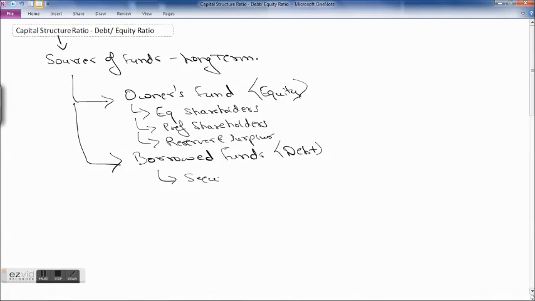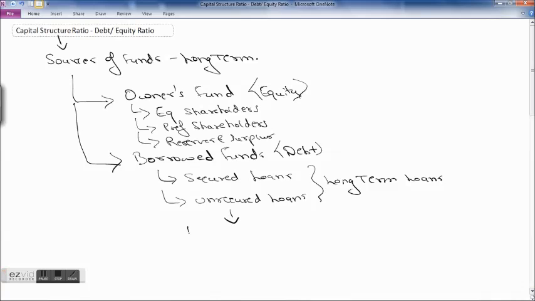Borrowed fund will include your secured loans and unsecured loans, but this has to be a long term loan because short term loans will be included in your current liability. So long term loans. Now this borrowed fund may be from your bank, or it may be by issue of debentures or any other source.